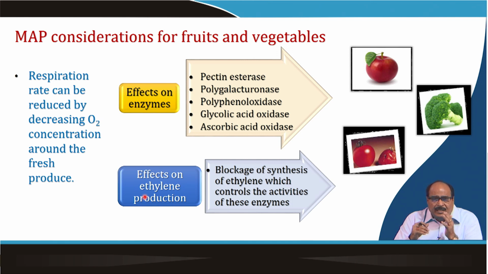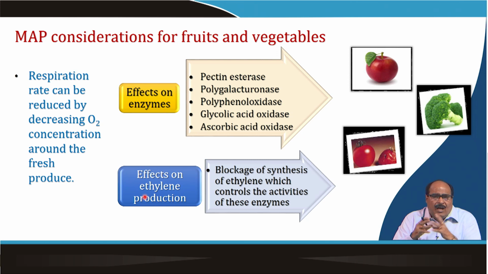As I told you, respiration rate can be reduced by decreasing the O2 concentration around the fresh produce, but what should be the level, and what is its effect on the enzymes like pectin esterases, polygalacturonases, polyphenol oxidase, glycolic acid oxidase or ascorbic acid oxidase. These are the important enzymes which are active, and many of these continue because of the continuation of life in the fruit and physiological process, respiratory behavior.